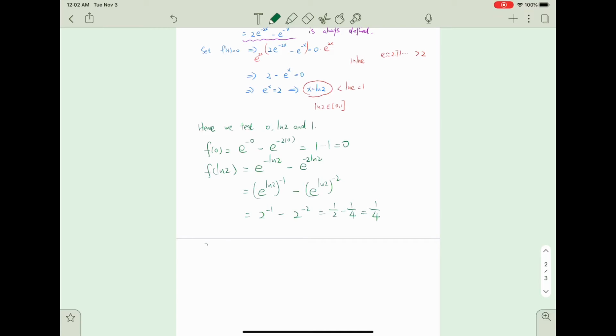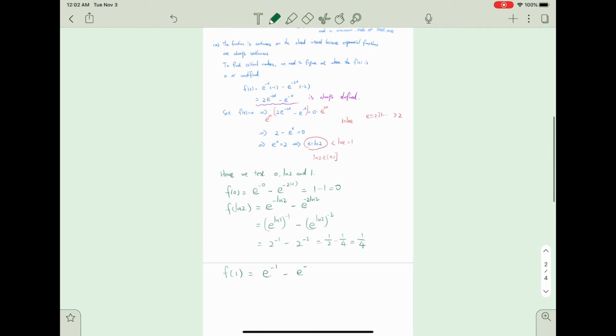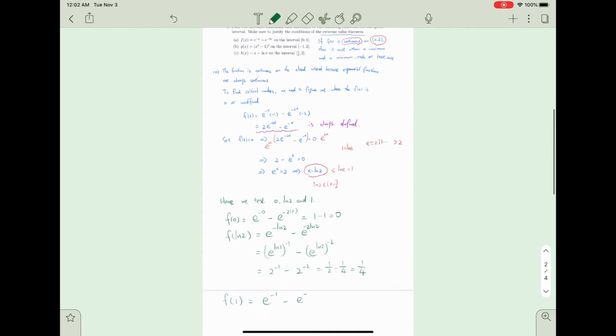The last one that we need to test is f(1). So e to the minus 1 minus e to the minus 2 times 1. I always forget the function.